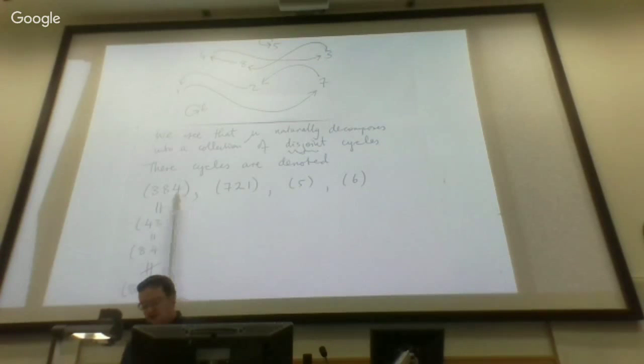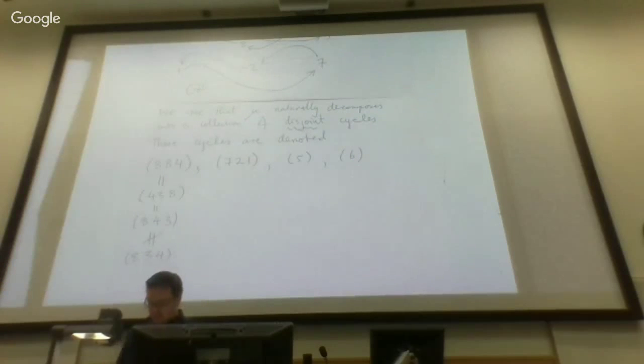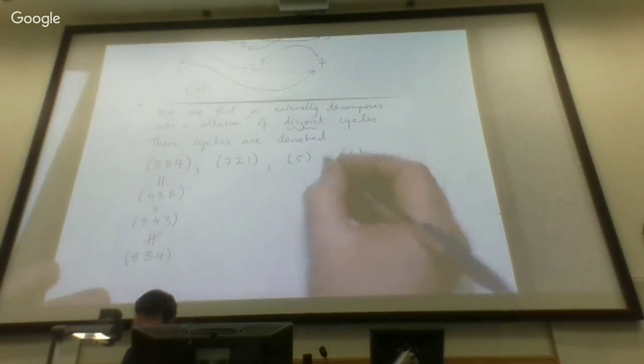So the location at which you start in your cycle symbol is not important. These are just arbitrary labels for objects. But the cyclic order is important. If you change the cyclic order, you're talking about a different cycle, different permutation. So these are our different cycles.